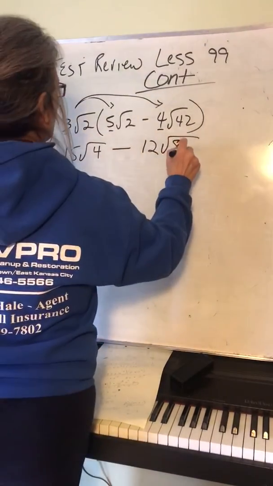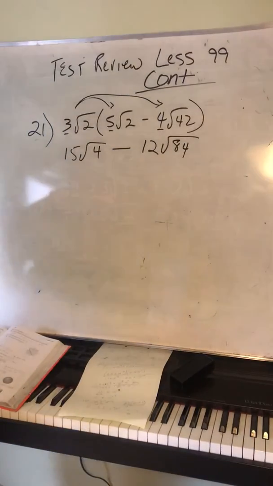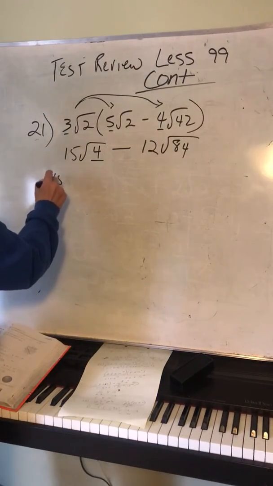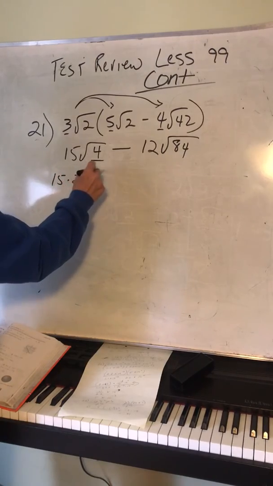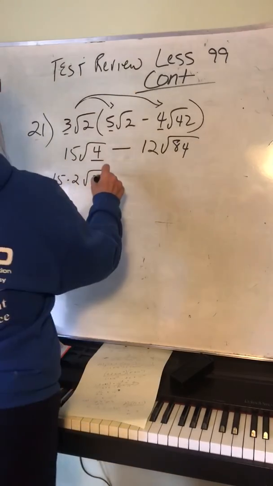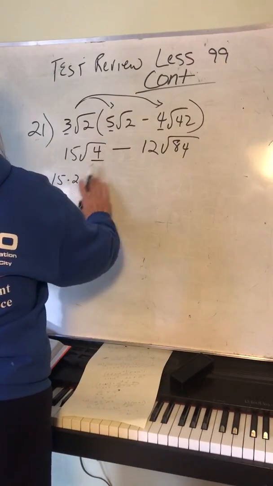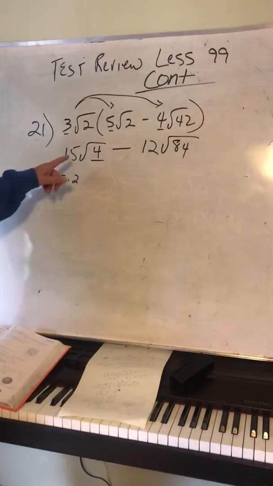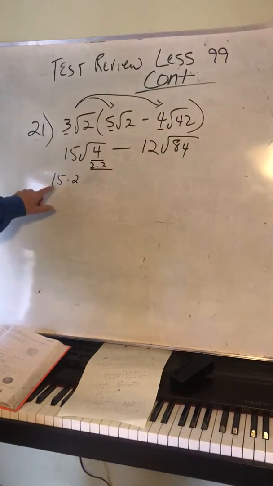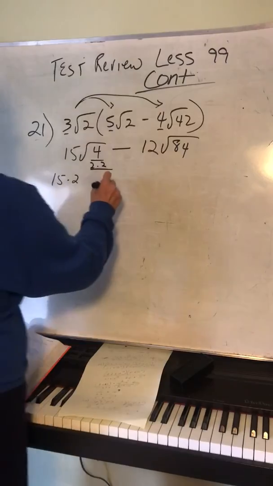Square root of 84. Now we're going to simplify. The square root of 4 is 2 times 2, so we're going to have 15 times 2, and under here will be nothing. Sorry, this will be just 15 times 2. This is 2 times 2, we pull it out, and there'll be nothing there. So it's 15 times 2, sorry about that.